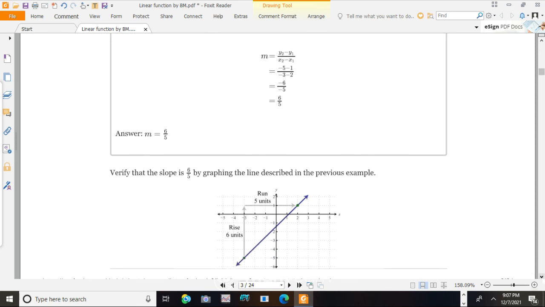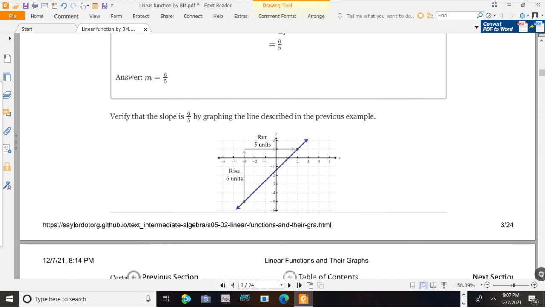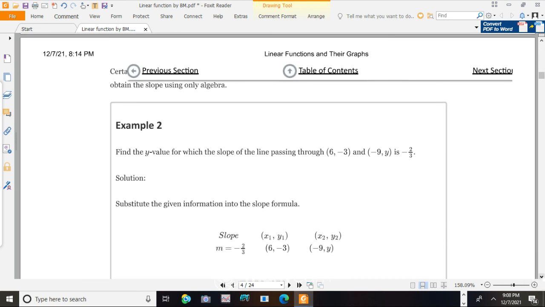Verifying the slope is 6/5 by graphing the line described in the previous example. Here, rising 6 and running 5, we can get the points (-3, -5) and (2, 1), and connecting these points we get the line of the graph.